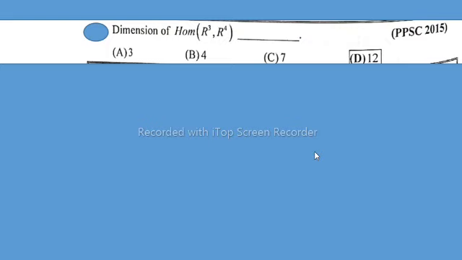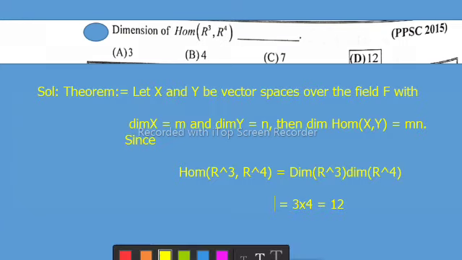In this lecture, I will solve Pakistan Public Service Commission 2015 MCQs, that is dimensions of R3, R4. Solution: theorem, let X and Y be vector spaces over the field F with dimension X equal to m and dimension Y equal to n, then dimension XY is equal to mn. Since dimension of R3 is equal to 3 and dimension of R4 is equal to 4, 3 times 4 is 12. So option D is correct, which is the required solution.